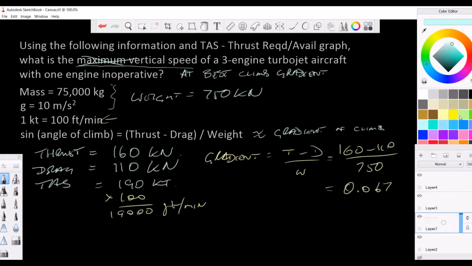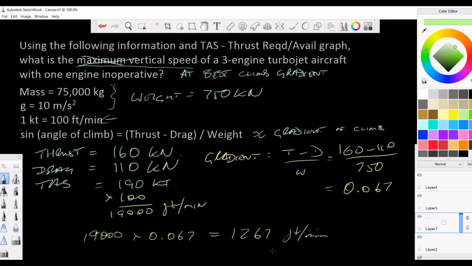So all we need to do now for the final answer is 19,000 feet per minute multiplied by 0.067. So multiplied by 19,000, giving me 1,267 feet per minute. That is the answer to the question. And that's the answer that the Commercial Question Bank got as well. So obviously they've done the same. They've made the same assumptions.